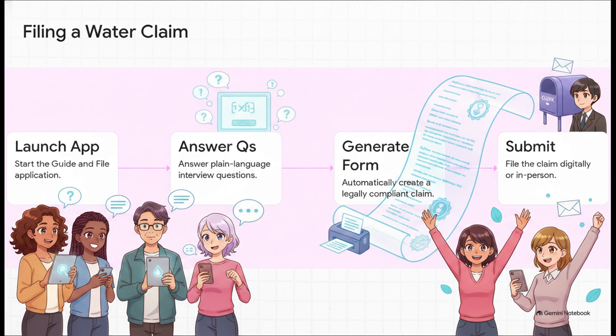To manage this huge influx, the court deployed a guide and file application. Instead of having to draft complex legal pleadings from scratch, self-represented property owners simply launch the app, answer a series of plain language interview questions, and the software automatically generates a legally compliant water claim. Then they can just submit it digitally or physically to the clerk. It's a real game changer.